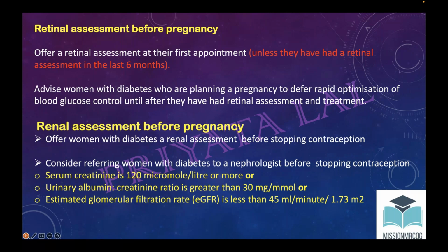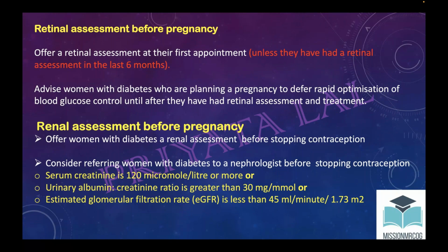Apart from this, renal assessment, where they do all the kidney function tests. If serum creatinine is more than 120, albumin creatinine ratio is more than 30, or eGFR, the estimated glomerular filtration rate, is less than 45, these are the three indications. Patients will be referred to the nephrologist for renal assessment before they stop any contraceptive. So these are the checks this guideline recommends.